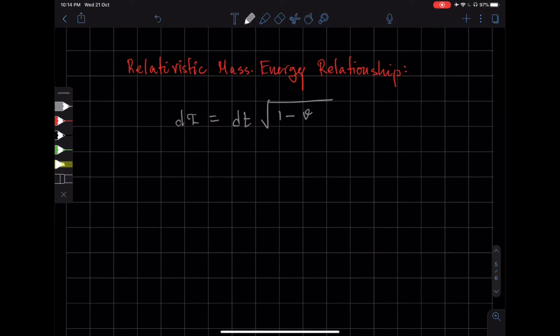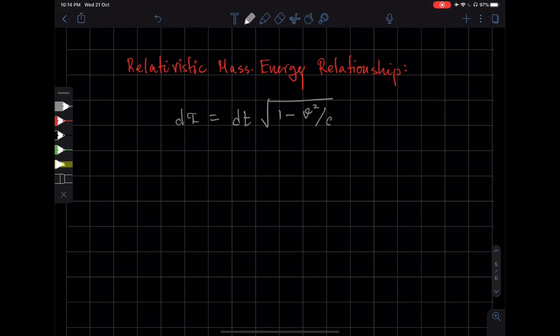v is the speed of the particle in question. It's the instantaneous speed, and c is the speed of light. Then the generalization of the idea of momentum to a four-dimensional momentum called four momentum is p mu, mass times the four velocity, which is dx mu by d tau.